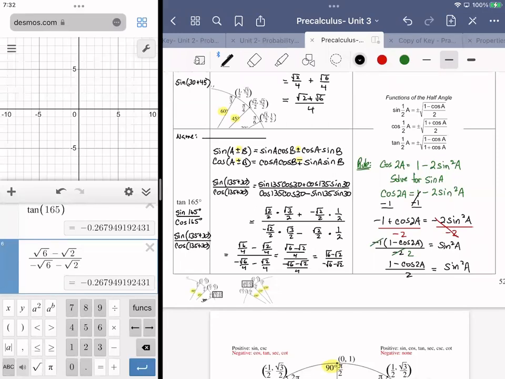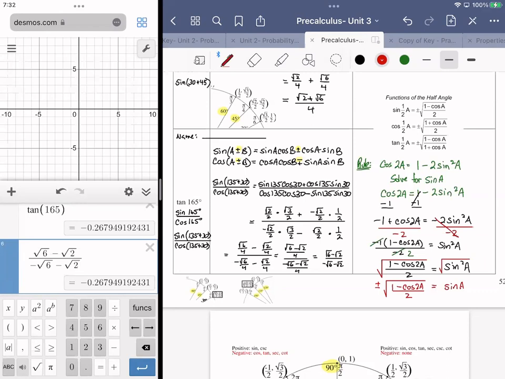Now, if I want to get just the sine of a, all I'd have to do is take the square root of both sides. So since I'm actively taking the square root of an equation, the power of 2 and the root would cancel on this side, leaving me with just a sine of a. But on the right-hand side, I'd have plus or minus the square root of 1 minus cosine 2a over 2.